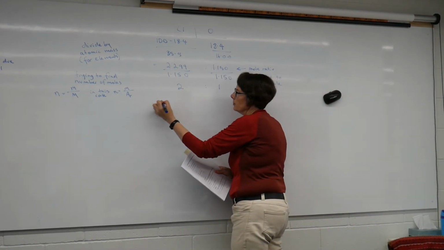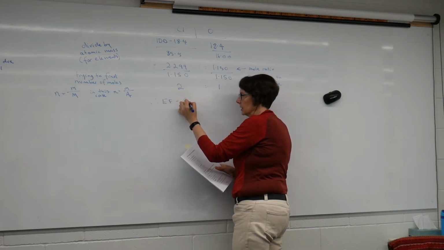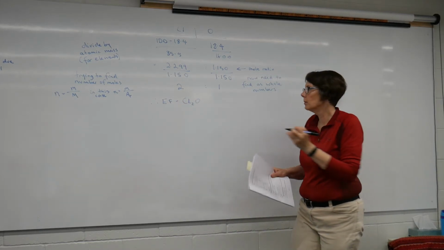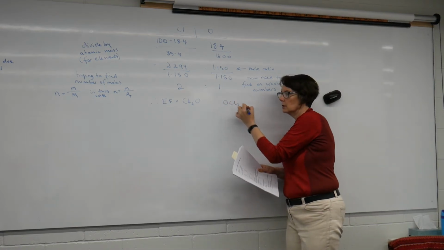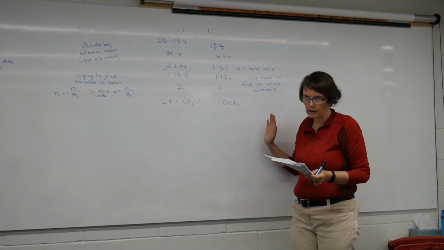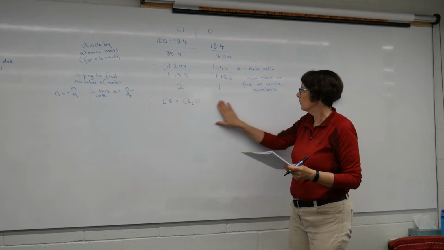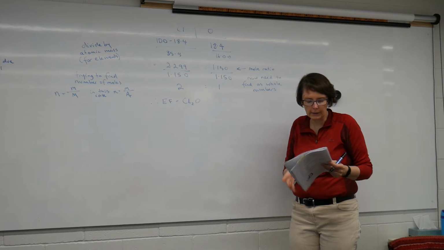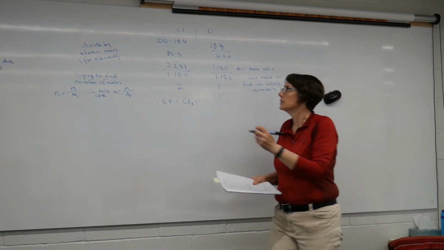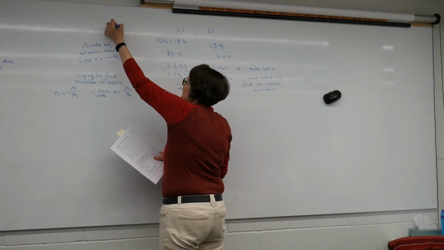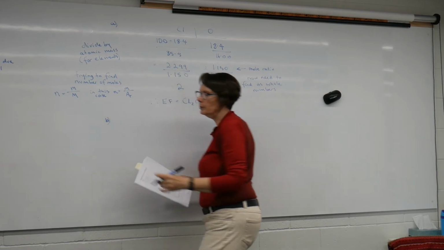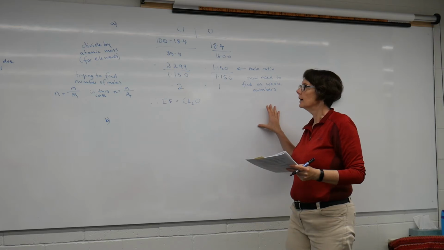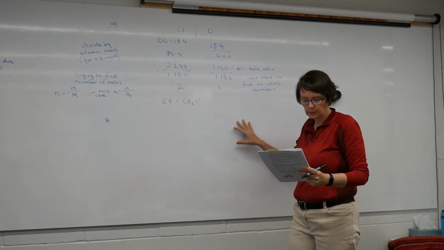So therefore, the empirical formula is Cl2O. Doesn't matter which order. If you wrote OCl2, either way, it doesn't matter. When you're asked to find the empirical formula, don't stress about the order. So this was part A. And a lot of people can do that sort of thing, but we struggle when we get to part B.